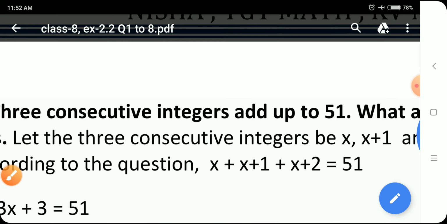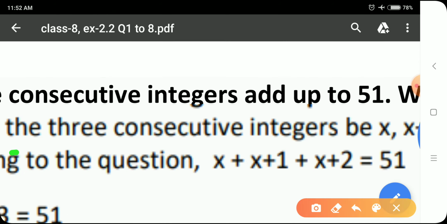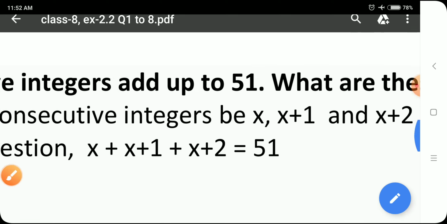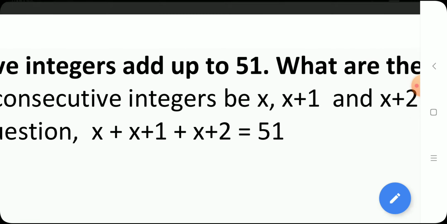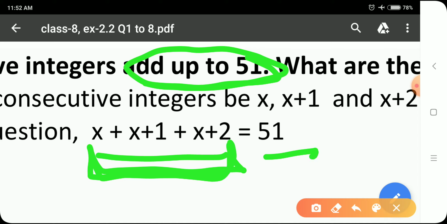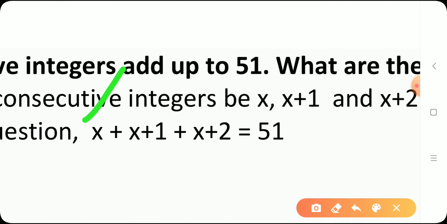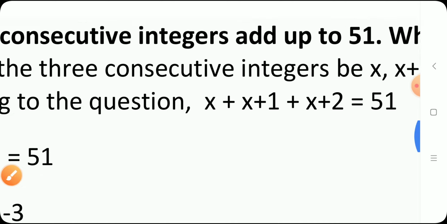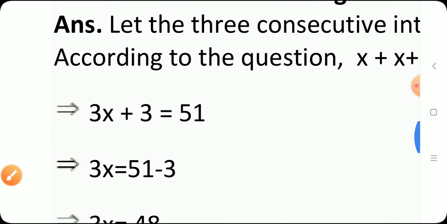First we will take the three consecutive integers as x, x plus 1 and x plus 2. Now according to the question, these add up to 51. So we will add these three integers: the first integer is x, another one is x plus 1, another one is x plus 2. Adding these three integers, we will get 51. So solving this, we get 3x plus 3 is equal to 51.